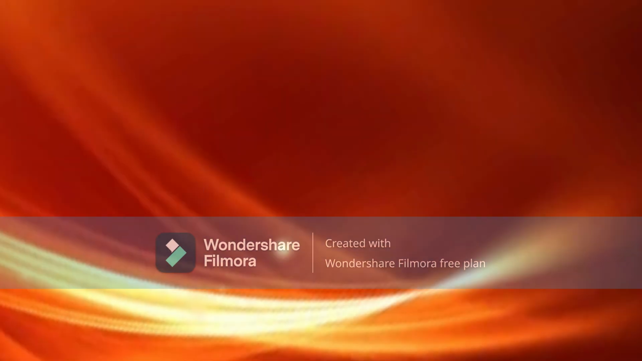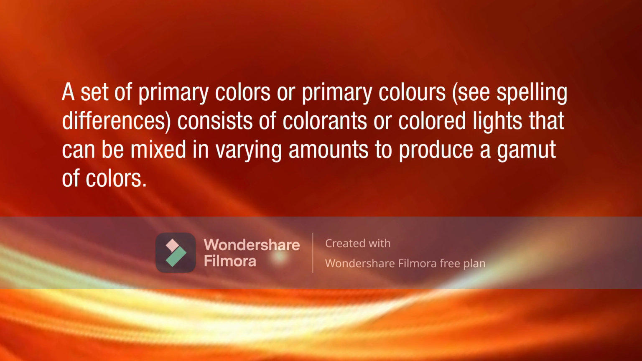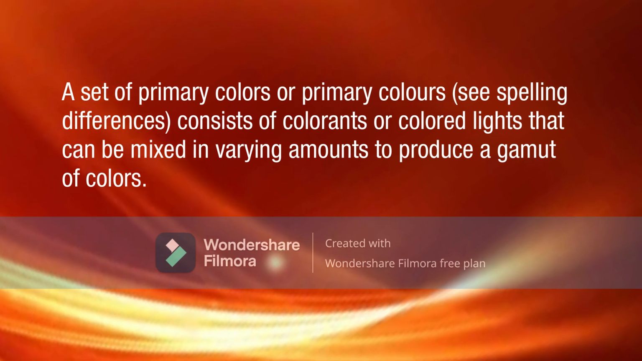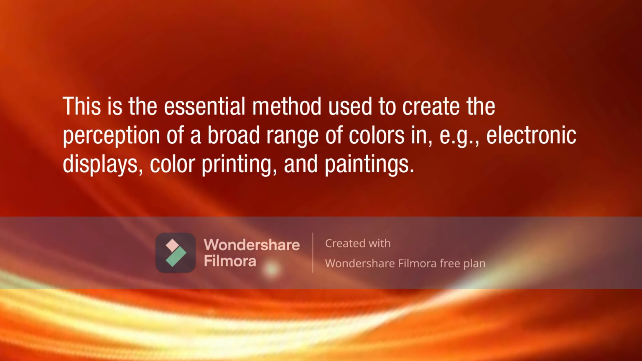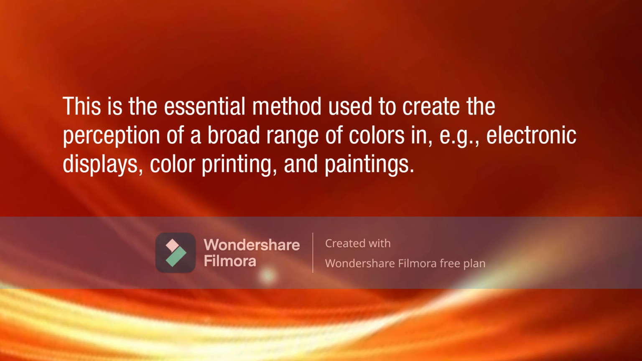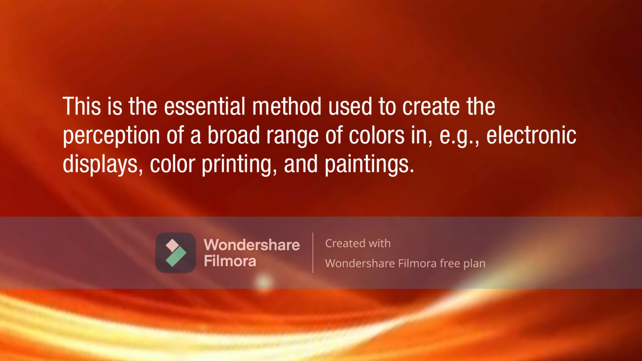Primary color. A set of primary colors, or primaries (see spelling differences), consists of colorants or colored lights that can be mixed in varying amounts to produce a gamut of colors. This is the essential method used to create the perception of a broad range of colors in, for example, electronic displays, color printing, and paintings.